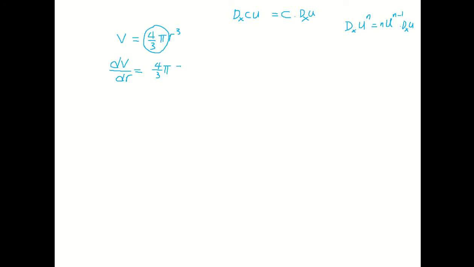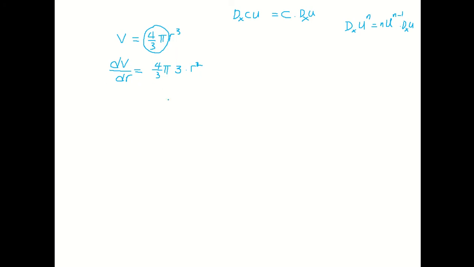So the power or the exponent will go down, and then is multiplied by the constant, then multiplied by u, our u here is r, raised to the power n minus 1. Our n is 3, 3 minus 1, so that becomes 2, raised to the power 2. Then the derivative of u with respect to x, our u is r, so the derivative of r with respect to r is equal to 1, so it is just times 1.